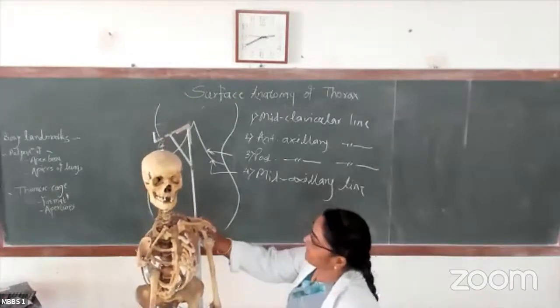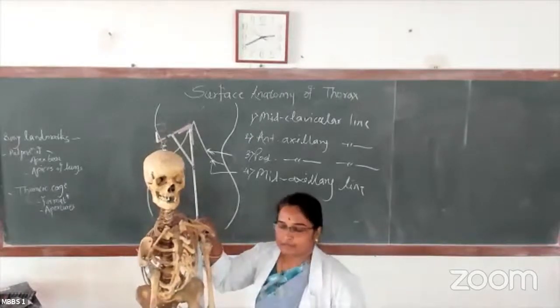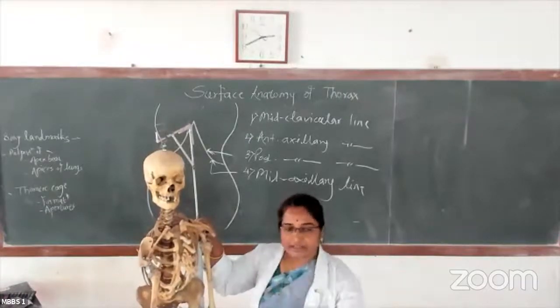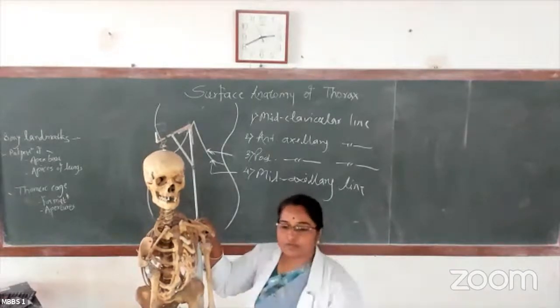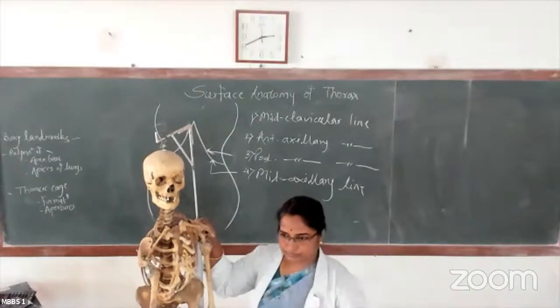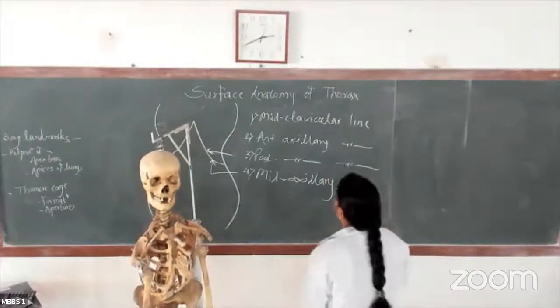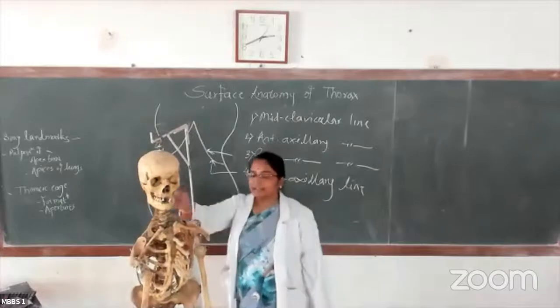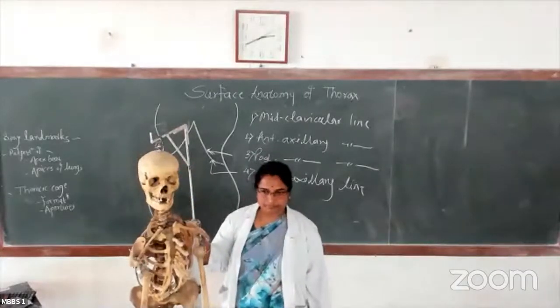Now the anterior axillary line. It passes vertically downwards from the anterior axillary fold. Similarly, the posterior axillary line passes vertically downwards from the posterior axillary fold.